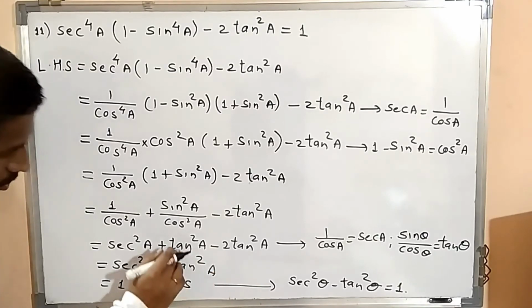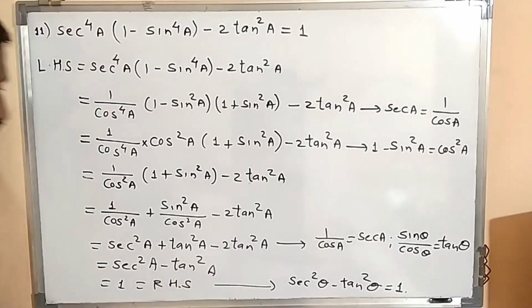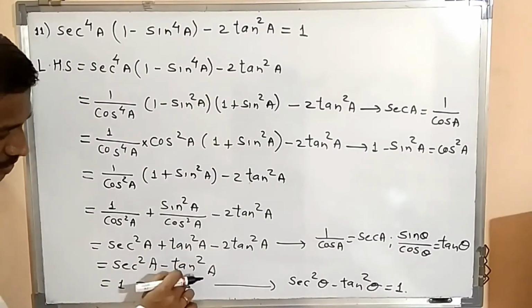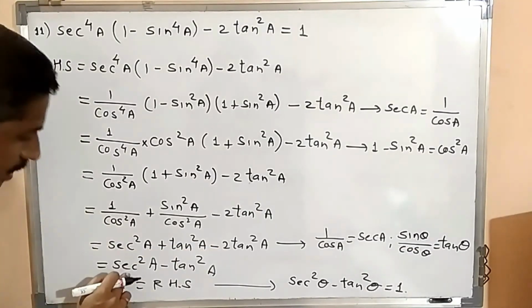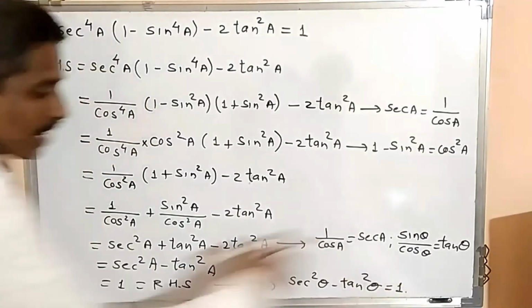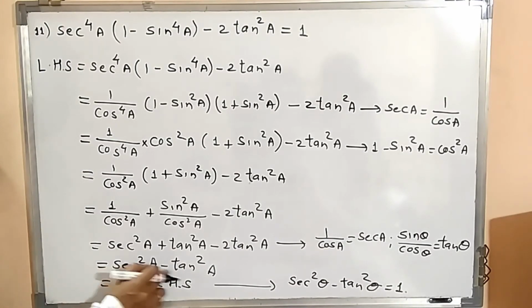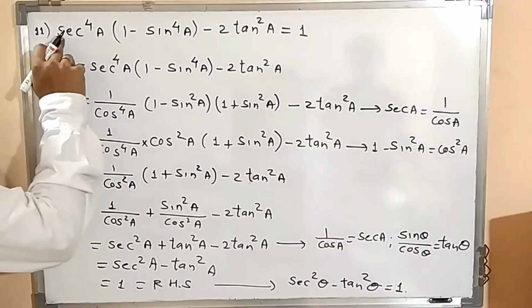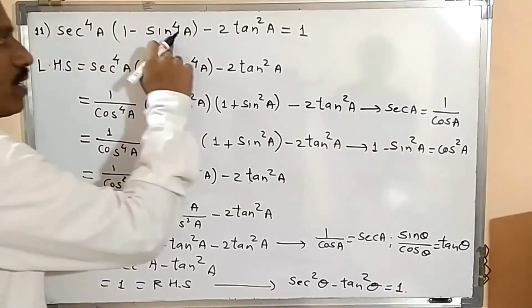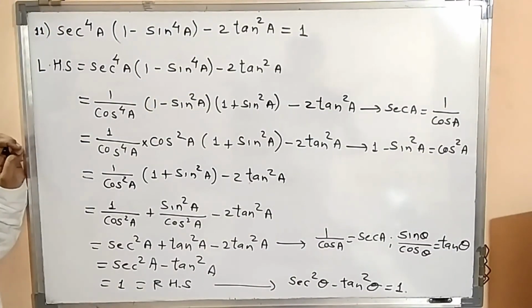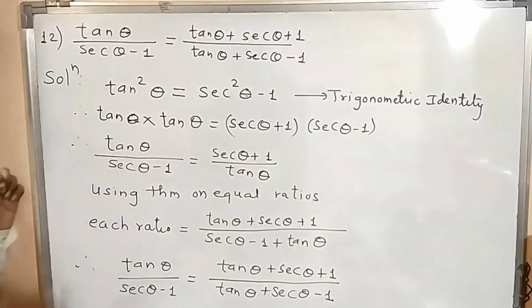This is tan^2 A minus 2 tan^2 A. So addition of this, plus 1 minus 2, that is minus tan^2 A. And I know that sec^2 theta minus tan^2 theta is equal to 1. This is an identity. So sec^2 A minus tan^2 A is equal to 1. That is equal to RHS. So what have we proved? sec^4 A into bracket (1 minus sin^4 A) minus 2 tan^2 A is equal to 1.